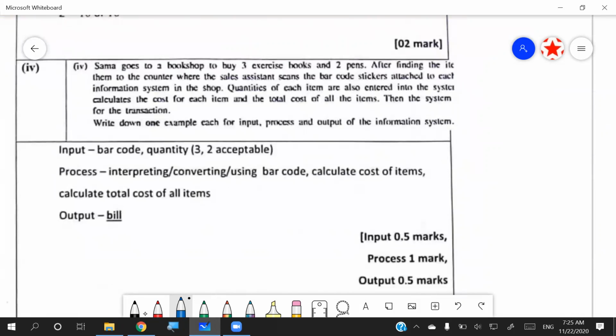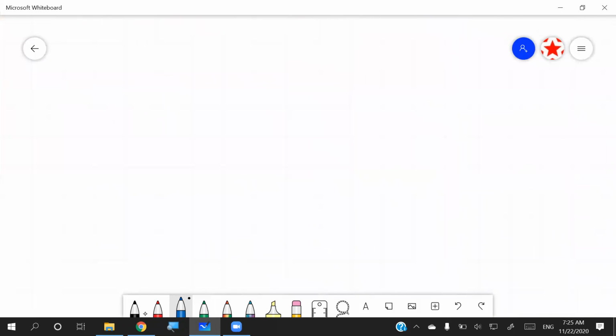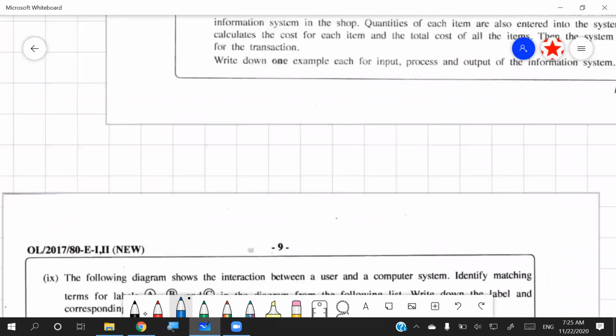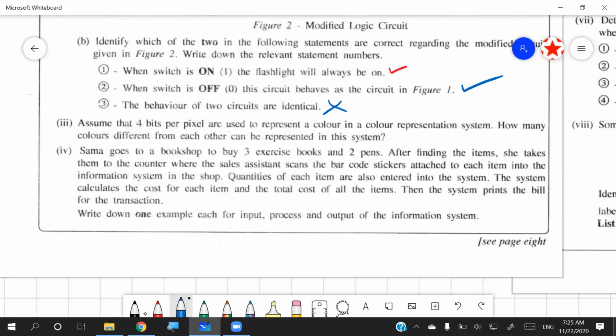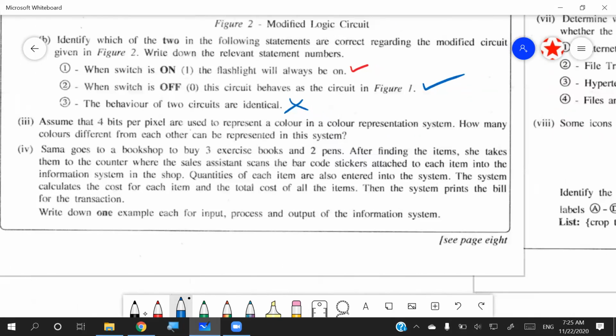The fourth one says the inputs and the outputs. It's better I go through the question paper. It is not very clear. Yeah, here's the question. Sama goes to a bookshop to buy 3 exercise books. So they're asking for the input, process, and output of the above information system scenario.